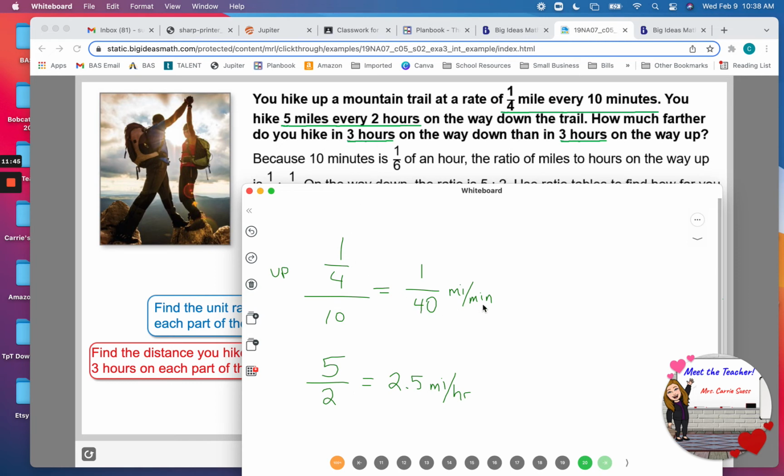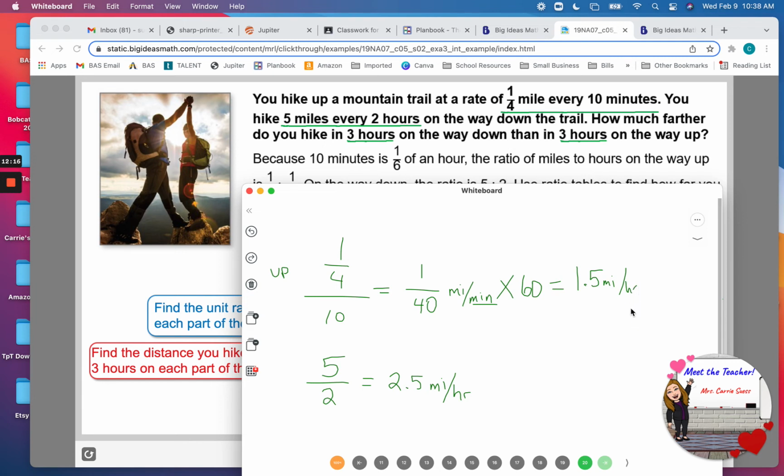So it says, how much farther do you hike in hours on the way down than on the way up? So the first thing we need to do is change this to hours. How many minutes are in an hour? 60. So if we multiply this times 60, will I have the hour? Yes. So what's 1/40 times 60? That's 1 and 1/2. So 1.5. So on the way up, I hiked 1.5 miles per hour.